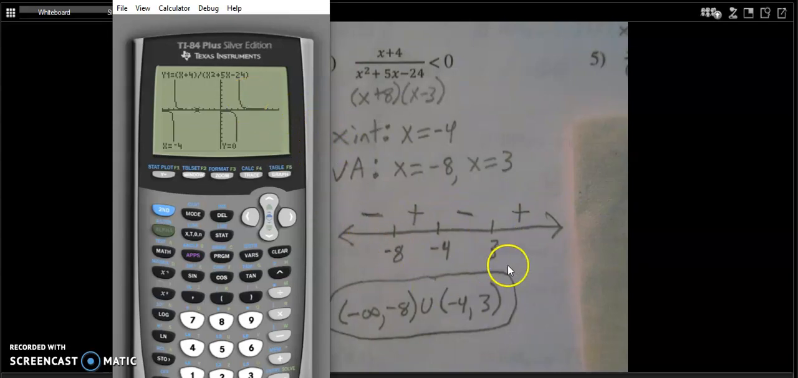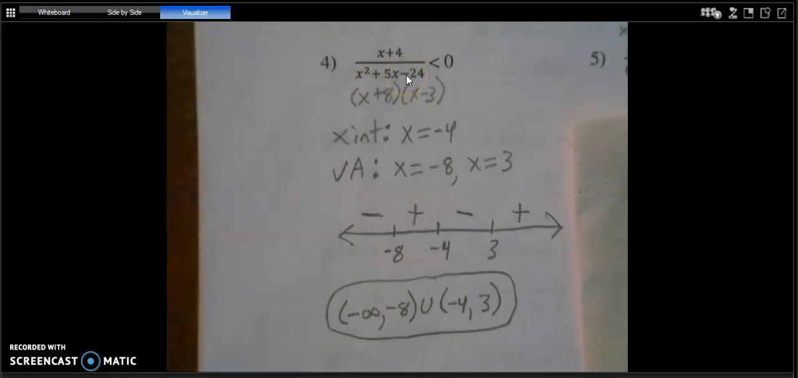And you can also get those signs by substituting in values for x in that interval. So for example, if x is 10, you'd have positive 14 in the numerator. And then if x is 10, that'd be 150 minus 24, which is positive. So you have a positive divided by a positive, which is positive.